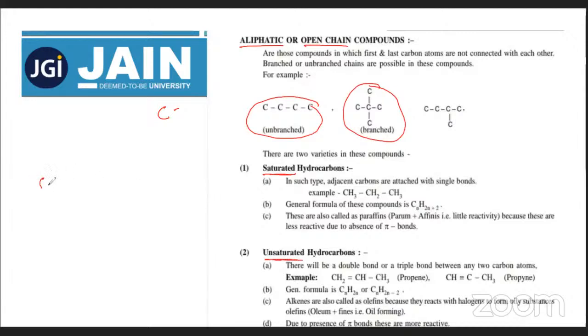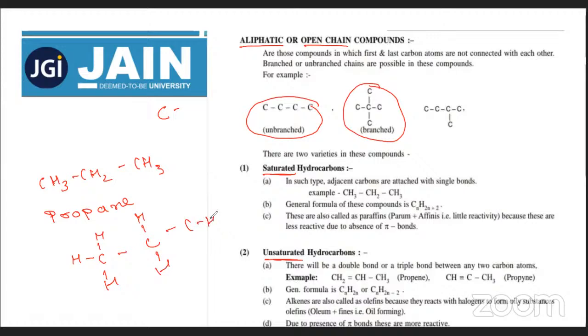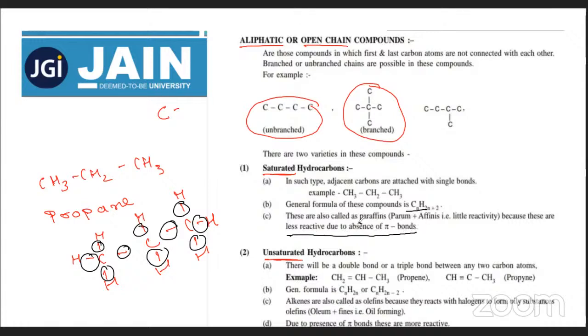For example, CH3, CH2, CH3 is propane. Writing the structural formula, it is CH3, CH2, CH3. The first bond formed between any two elements is a sigma bond, so here there are only sigma bonds and no pi bond. When something doesn't have a pi bond, it is comparatively less reactive. That's why alkanes are called paraffins.